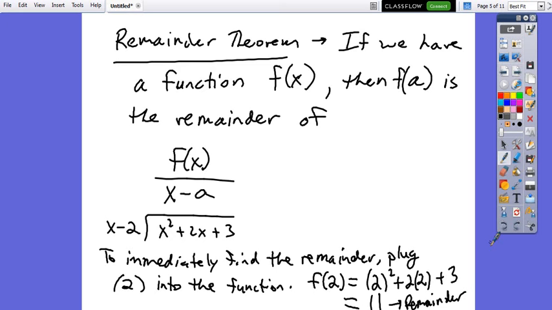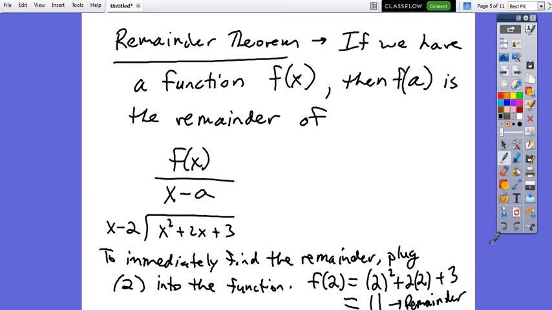Now, we're not ending up with the expression that we call the depressed polynomial that we would get if we did the long division, but we can immediately find the remainder by just plugging in the opposite of whatever value we're dividing by. So in other words, the opposite of negative 2 is 2. Well, that's our a value. So to immediately find the remainder, plug 2 into the function. So f of 2 equals 2 squared plus 2 times 2 plus 3, which gives you 11. That's your remainder. So we immediately find the remainder.